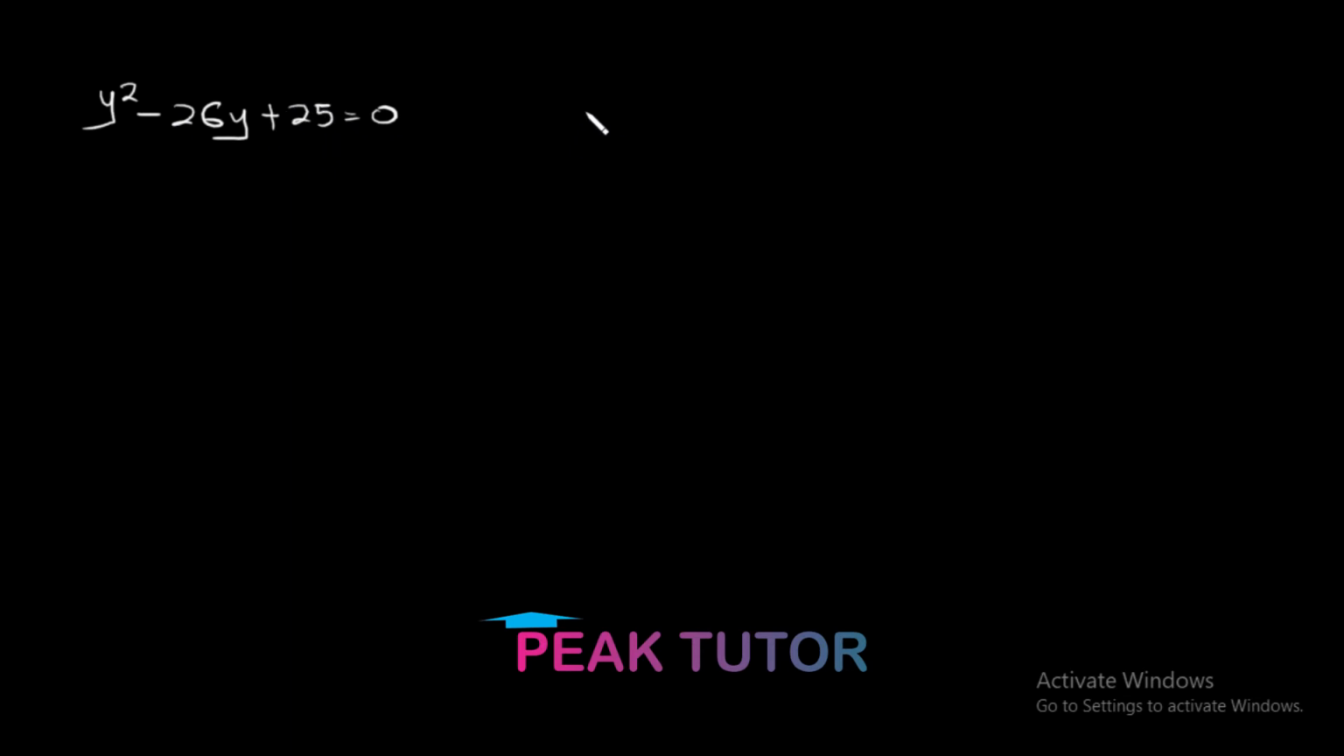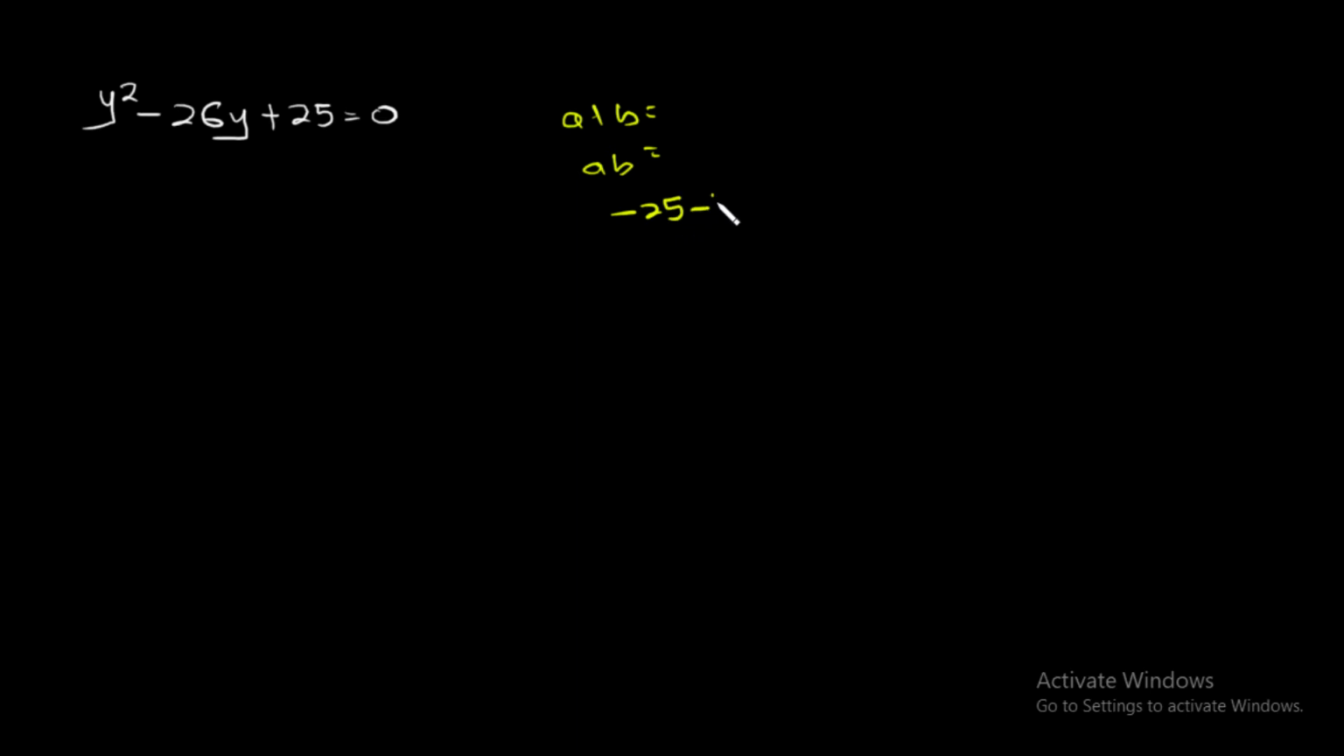Now let's come here. When you add them, a plus b, you have minus 26. When you multiply them, you have plus 25. What will be the two factors? The two factors will be minus 25 and minus 1. Minus 25 minus 1 will give us minus 26. And the multiplication of minus 25 times minus 1 will give us plus 25.